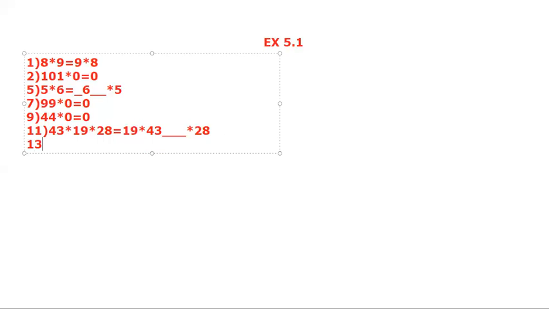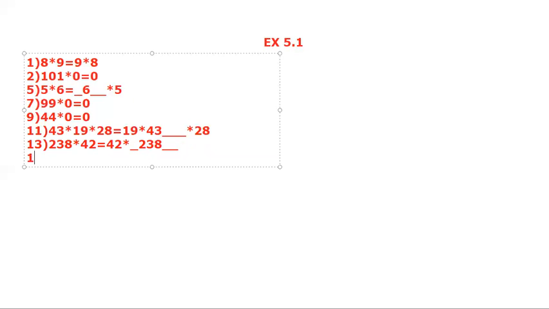Number 13. 238 multiplied by 42 is equal to 42 multiplied by a blank. So 2 into 5 is equal to 5 into 2, as you know. Then 238 into 42 is equal to 42 into what? Yes, 238. Very good. Let me go to the next one.